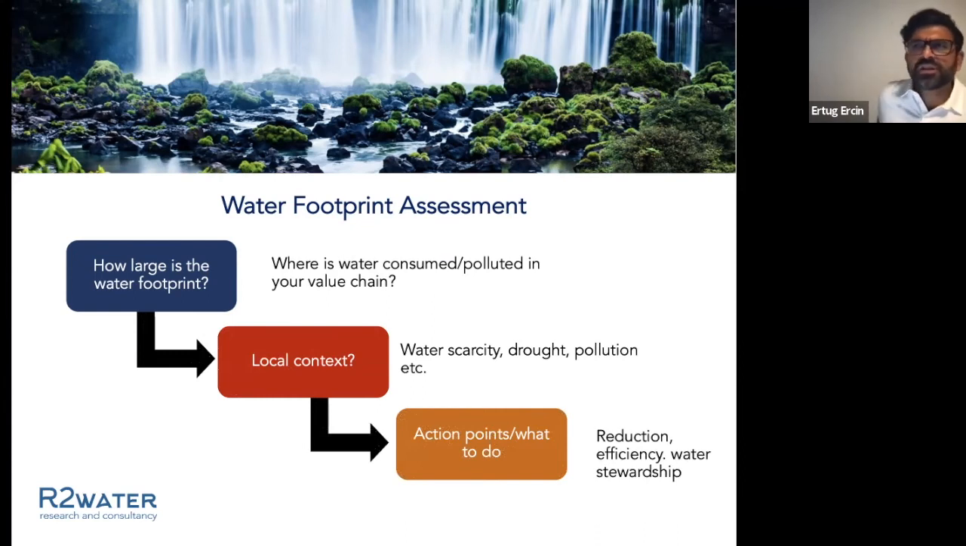So it's not about just calculating your water footprint. It's all about reduction, efficiency, and water stewardship.